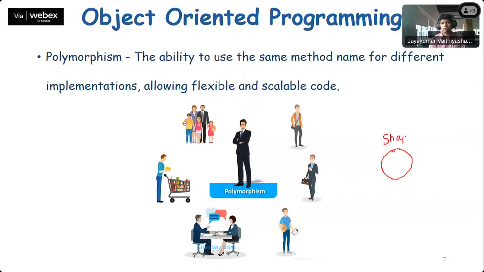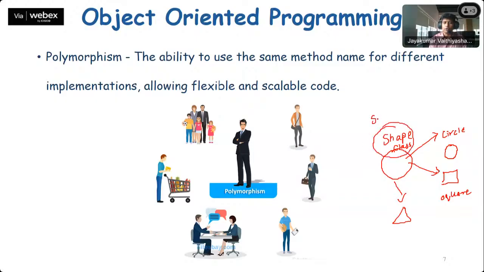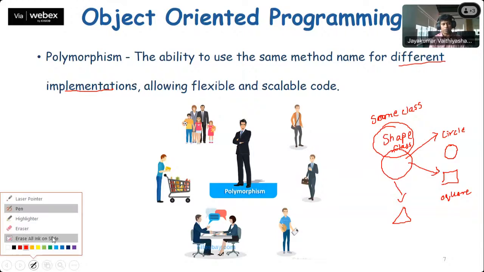Another example they frequently refer to is shape. Shape is an object or class, and you can derive different types of classification. Shape could be circle, shape could be square, shape could be triangle. So if your same class is going to do different operations or different implementations, then it holds polymorphism, changing its functionality.